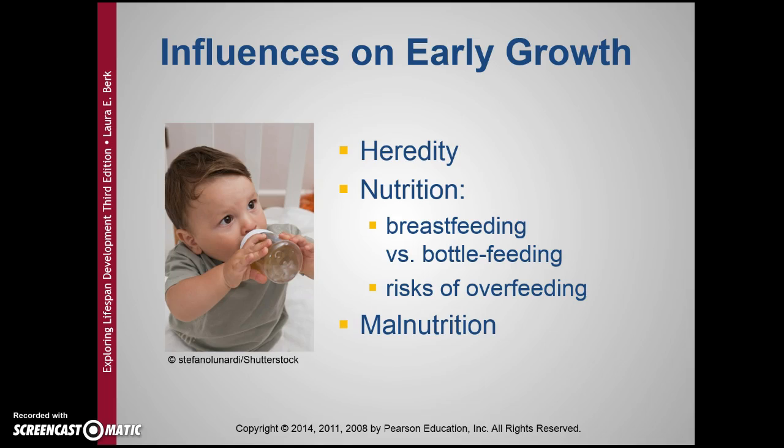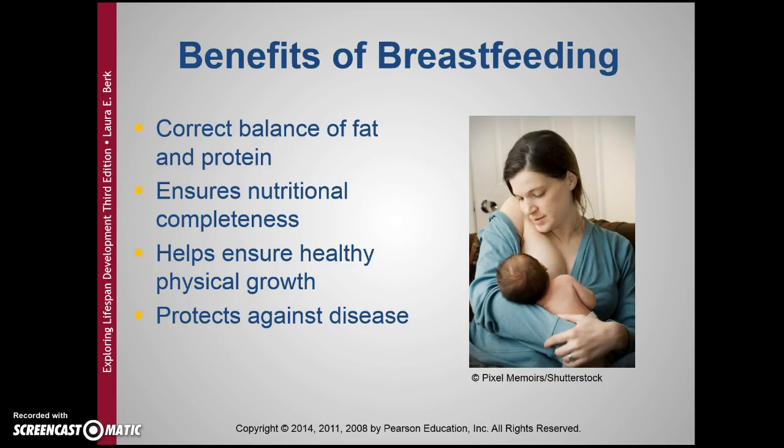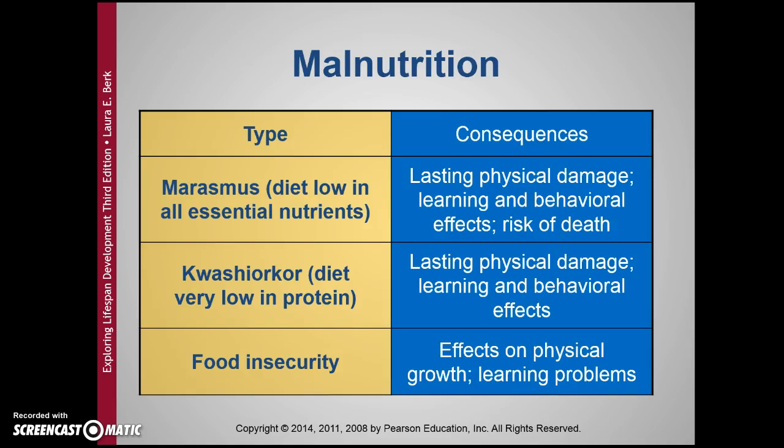And then review malnutrition. Know what the different types of malnutrition are. There will be a couple test questions over this. Mostly like general overall malnutrition, prenatal malnutrition, and postpartum malnutrition. So there's your types of malnutrition: marasmus, kwashiorkor, and food insecurity. So you'll want to know what those three types are.